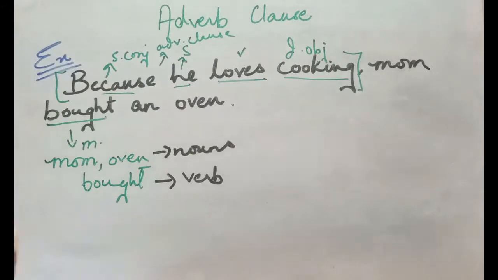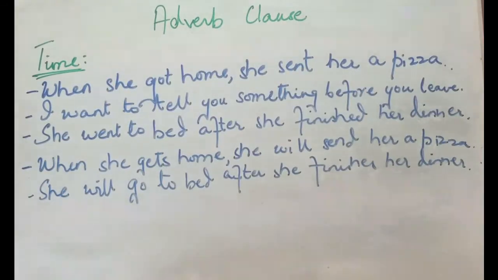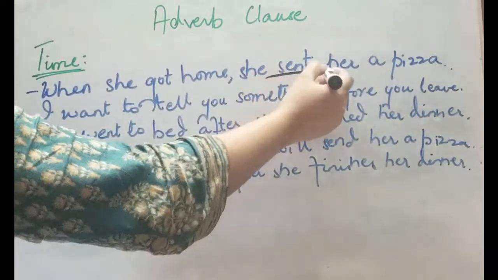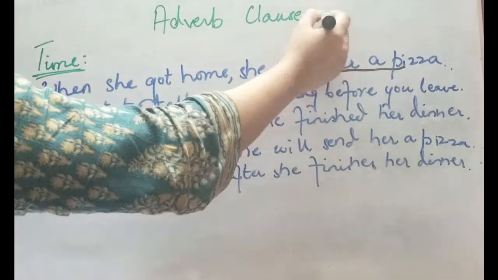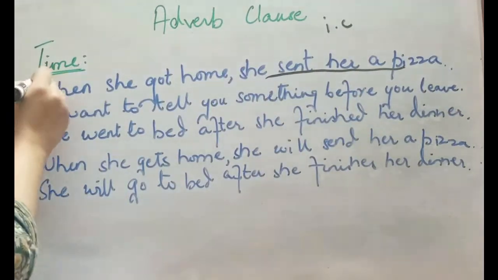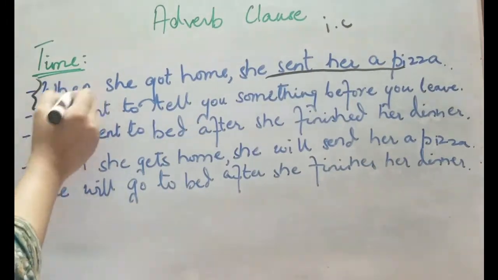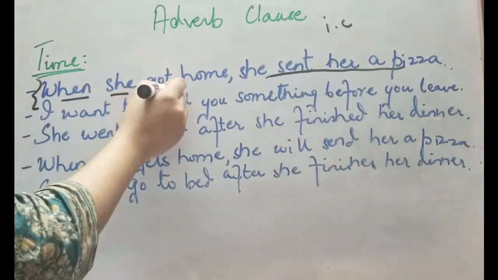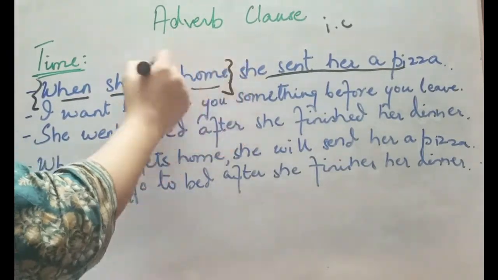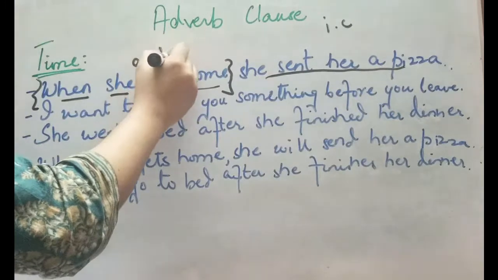Let's see those. The first one: when she got home, she sent her a pizza. Okay, you know the independent clause is over here in the next part of the sentence. That is, she sent her a pizza. That means that it can stand alone. This is your independent clause, right? When she got home, you have a subordinating conjunction over here, a subject over here, a verb over here, and a direct object over here. So this is your adverb clause, right?